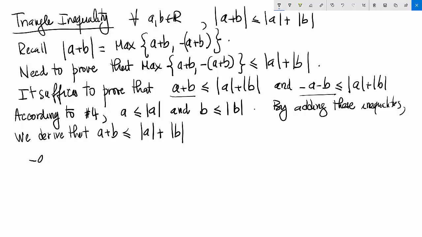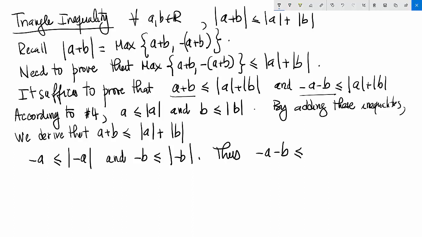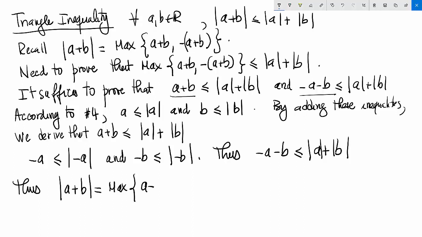We also know that negative A is less than or equal to the absolute value of the opposite of A, and negative B is less than or equal to this. Again, adding these two inequalities together, we get that negative A minus B is less than or equal to the absolute value of A plus the absolute value of B. So thus the absolute value of A plus B, which is the maximum of A plus B and negative A minus B, is less than or equal to this sum here, and this is the desired result.